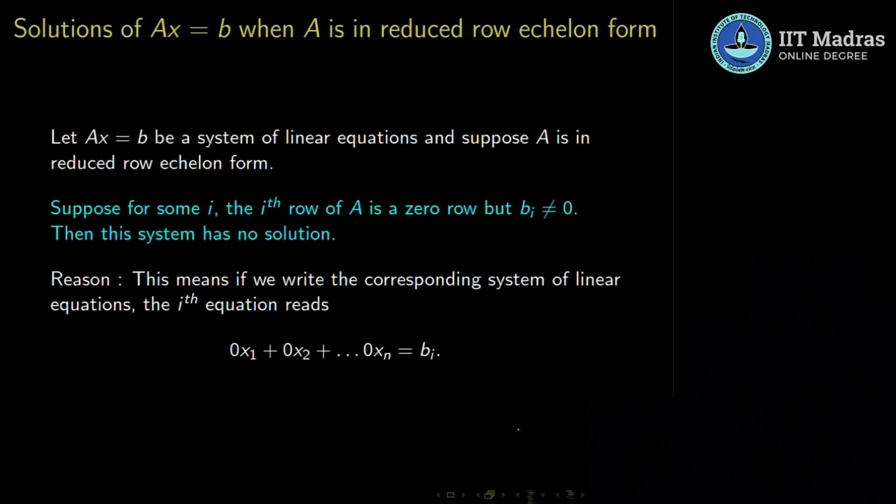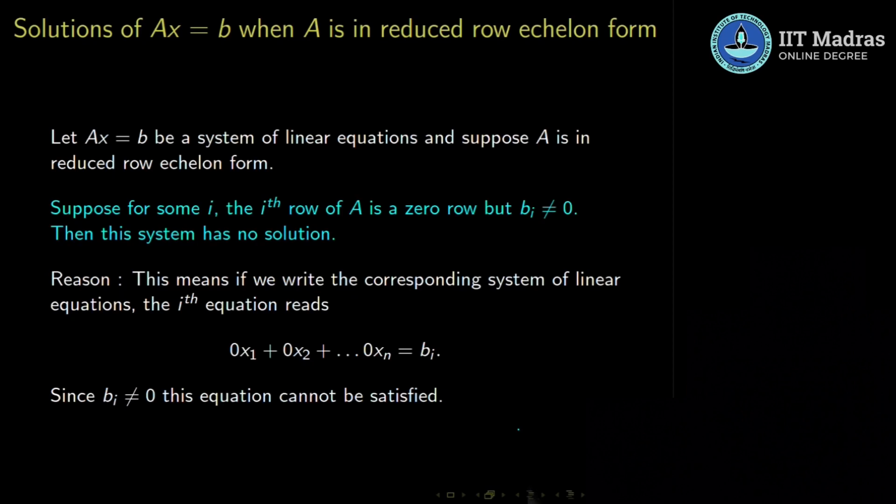Now, the left hand side, it does not matter what the xi's are, what values you put inside the xi's, the left hand side will always evaluate to 0, right. So, if b is non-zero, then there is no hope of getting a solution. Whatever values of x1, x2, xn you take, this equation cannot be satisfied. So, there is no possible solution for this system of equations.